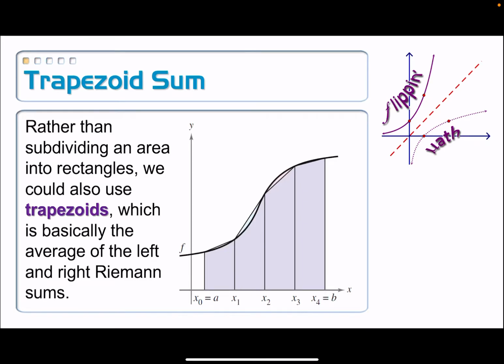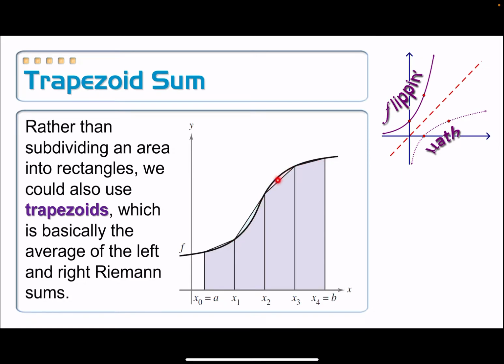Rather than subdividing our area into rectangles, why don't we use trapezoids? Take a look at the diagram here. We've got our function, and we have a partition of our function into 4 subintervals. And if I use both the right endpoint and the left endpoint and just connect them, it does make a trapezoid right there. And look how good of an approximation that is.